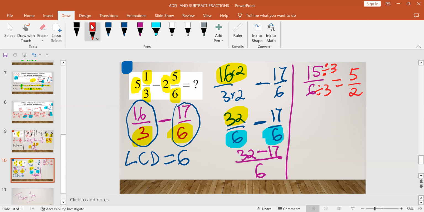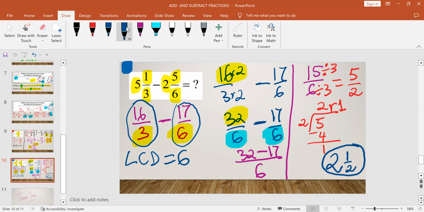But again, this is an improper fraction, and we need to change it into a mixed number. So we're going to have 5 divided by 2. 2 goes into 5, 2 times. 2 times 2 is 4. 5 minus 4 is 1. So the remainder here is 1. Therefore, the answer to this question will be 2 and 1/2.